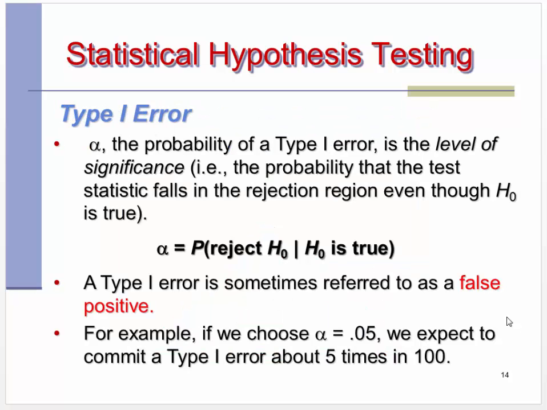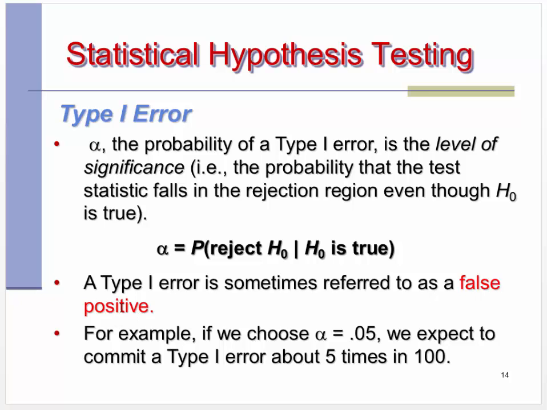Okay? Now let's revisit our type 1 error here. What is type 1 error? What is alpha? Alpha is the probability of type 1 error. That is the level of significance. That is the probability that the test statistic falls in the rejection region even though H null is true. Because type 1 error is when H null is true, we reject null. Right? So alpha is the probability of rejecting null when it is true. Okay? That is putting an innocent person in jail. A type 1 error is sometimes referred to as a false positive.